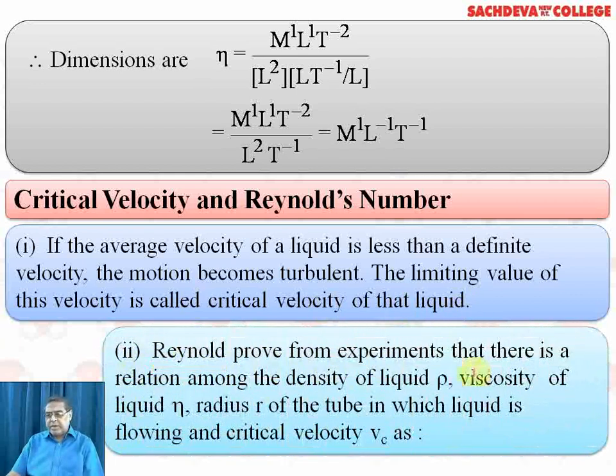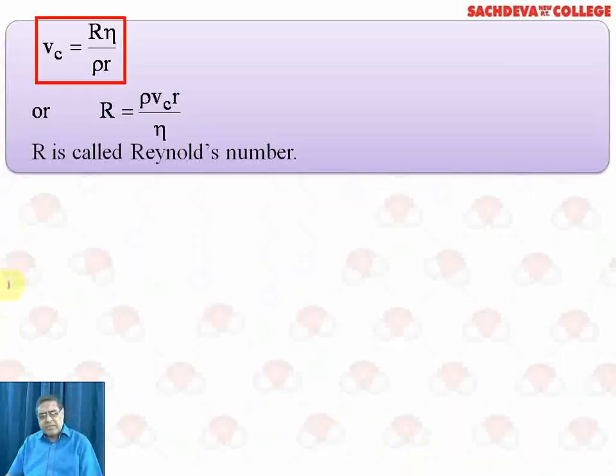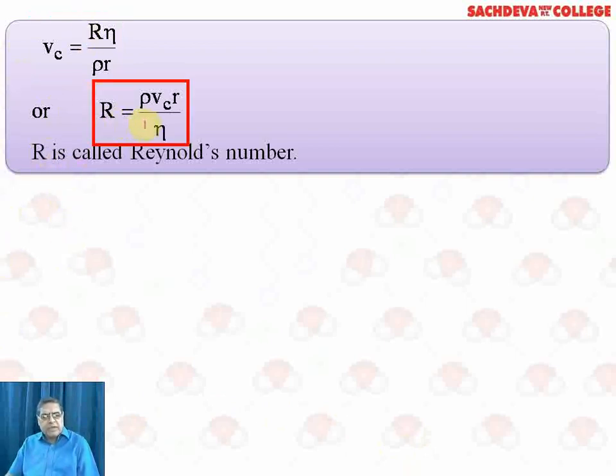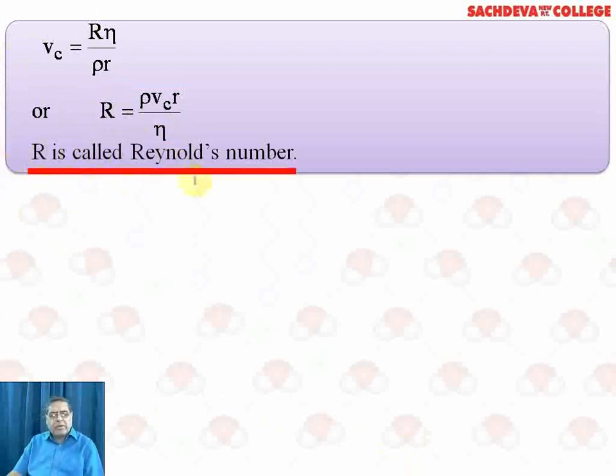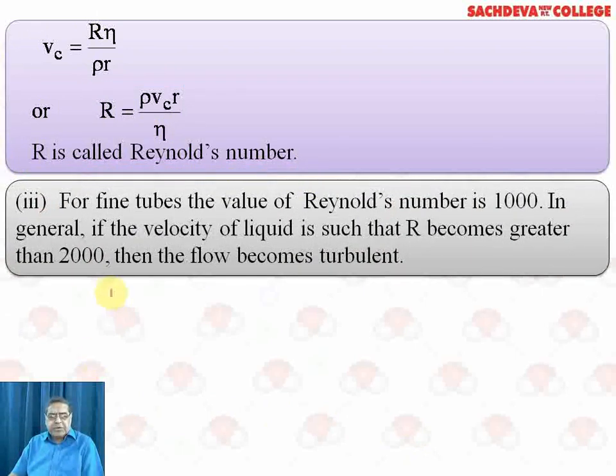Reynolds proved from experiments that there is a relation among the density of the liquid rho, the viscosity of the liquid, neta, that is, we are referring to the coefficient of viscosity, the radius r of the tube in which the liquid is flowing, and the critical velocity Vc. So the relation is given as Vc is equal to R neta over rho r, or R is equal to rho Vc r over neta. R is called the Reynolds number. This Reynolds number decides about the flow of water.